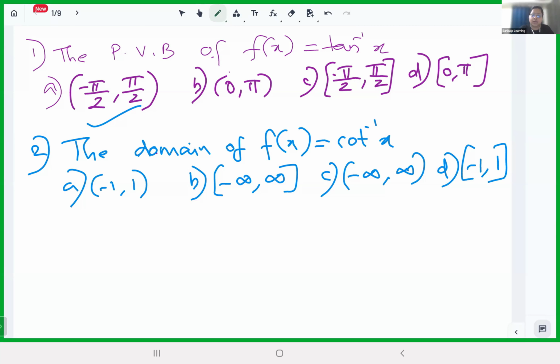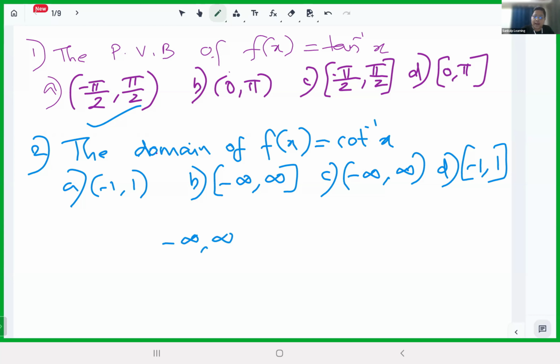So what is the domain of the function cot inverse x? We know that the domain of tan inverse x as well as cot inverse x is the set of all real numbers, isn't it? The set of all real numbers contains all the numbers, which means it extends from minus infinity to plus infinity, isn't it? If you are writing the set of all real numbers in the form of an interval, how will you write it? It extends from minus infinity to infinity.